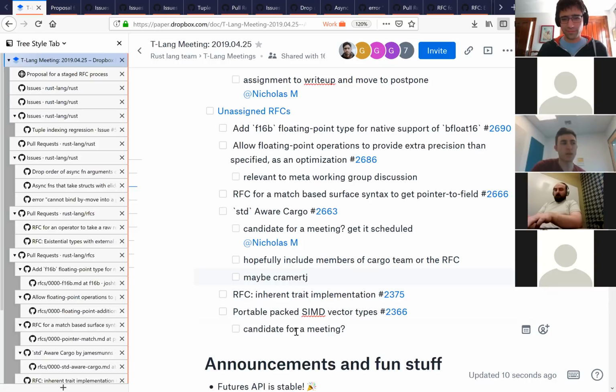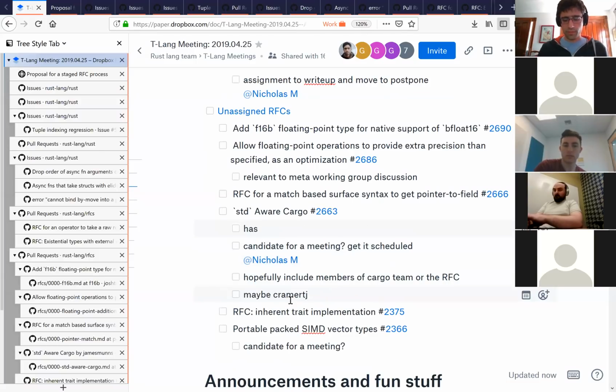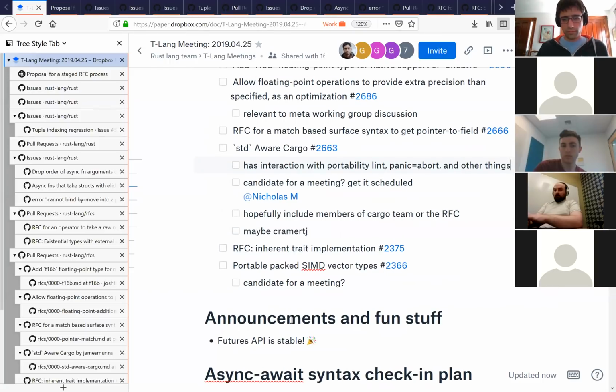So there's a lot of stuff around portability and what the behavior of panic equals abort is and stuff like that. It has lang interop, right? Yeah. I don't know why that's all compiled into one RFC. This is a whole space that always confuses me. I don't know how to systemize it.